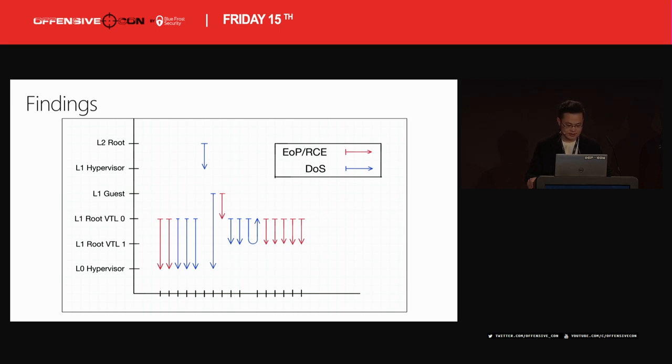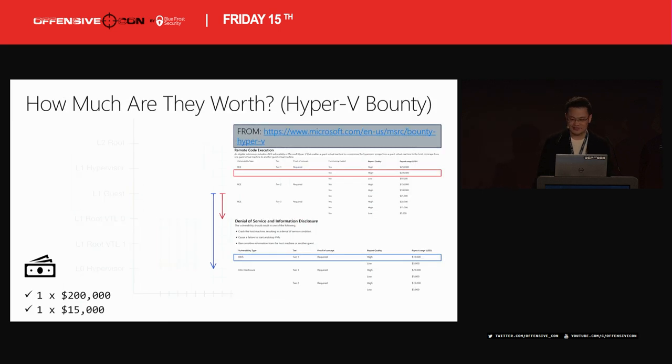And the length of each vector has nothing to do with impact, only the starting point, ending point, and color matters. So you may want to know, how much are those findings worth if they are reported from external security researchers like you guys to my MSRC? Yeah, let's see it. So two of the findings are qualified for Hyper-V Bounty. And you can find more details about Hyper-V Bounty through this link.